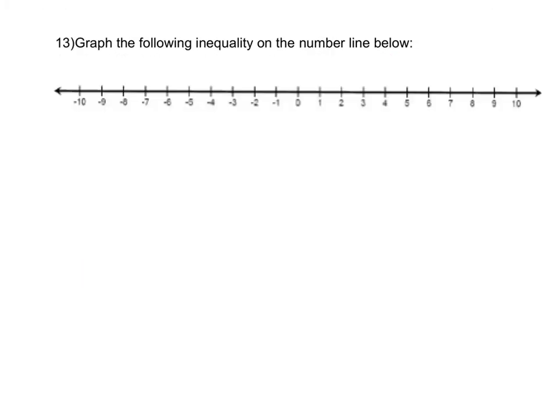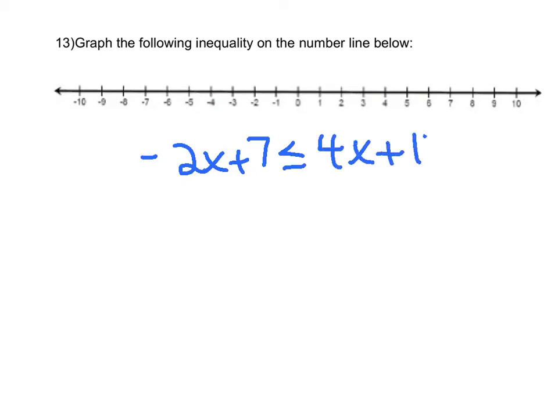For number 13, it says for you to graph the following inequality on the number line below. Here's the inequality that we have. We have negative 2x plus 7 is less than or equal to 4x plus 13. What you need to do here is you need to actually get the x by itself. So I always draw these. You don't need to do that. But we want to get our x's on both sides here.